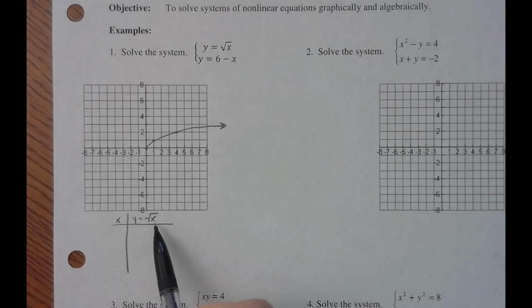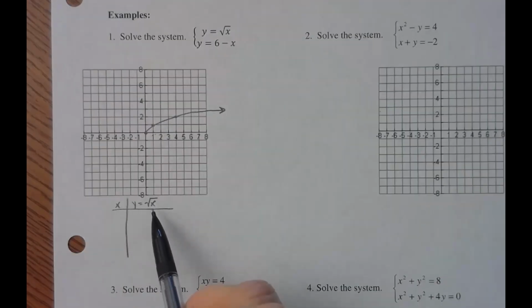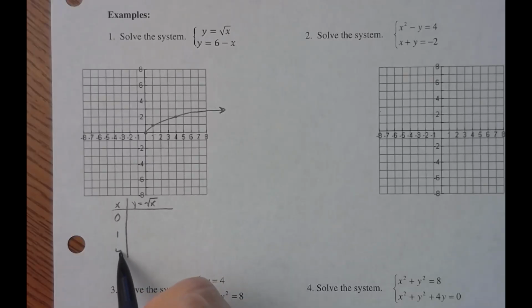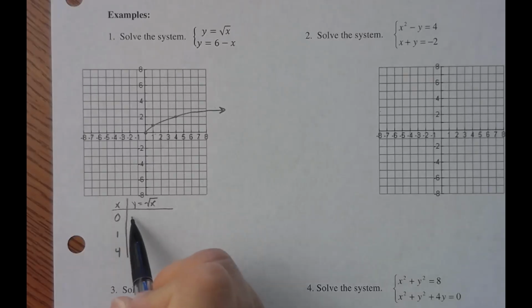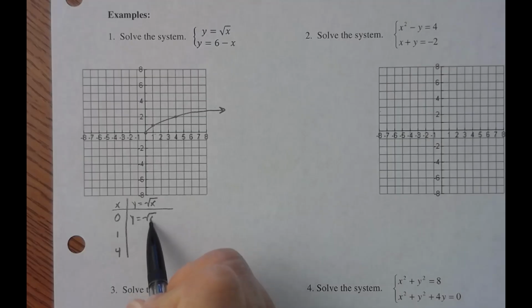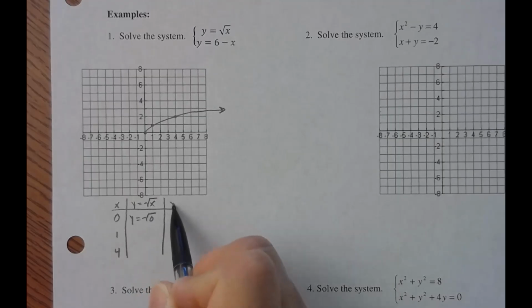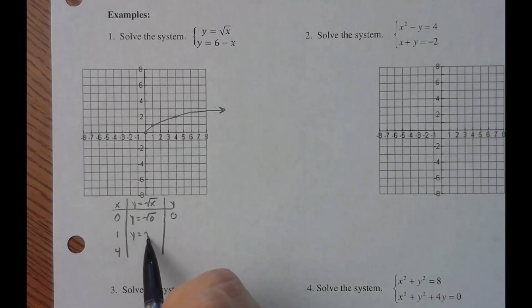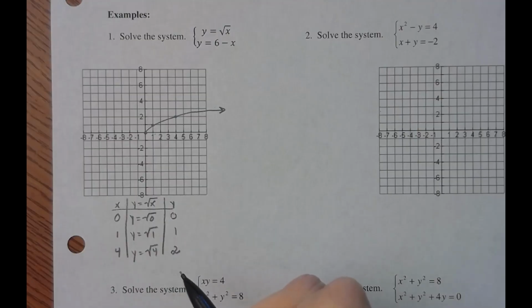Because we're going to be taking the square root of x, I choose values that are perfect squares, like 0, 1, and 4. And then I simply substitute that in and get my y value. Square root of 0 is 0. Square root of 1 is 1. Square root of 4 is 2.